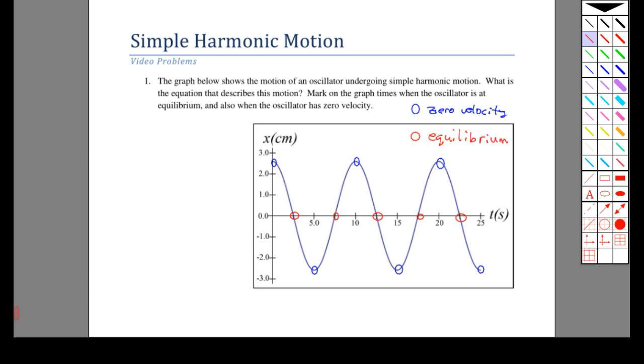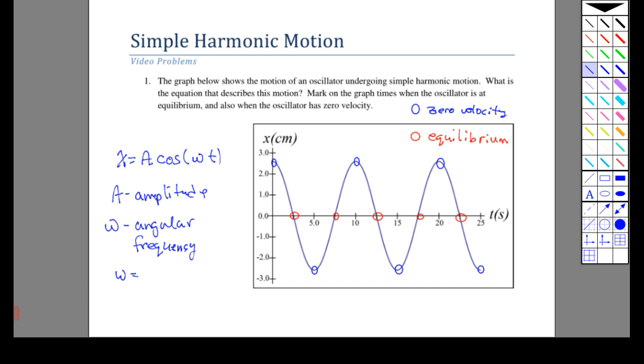Okay, so let's work with the equation now that describes the motion. So for simple harmonic motion, well, we're dealing with x, not y. So x is equal to A times cosine omega t. Great. So here A is the amplitude, and omega is the angular frequency. Okay, so recall that omega is related to the period of the oscillator, well, so omega is 2 pi over the period.